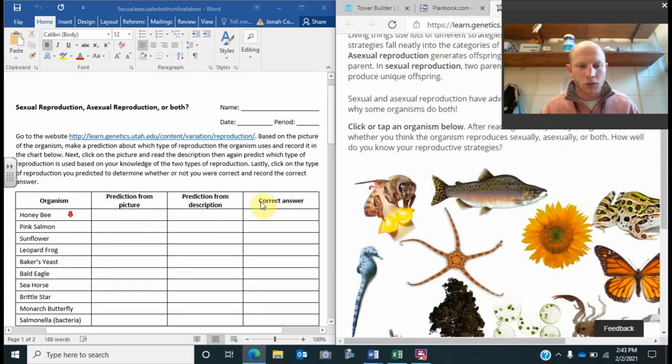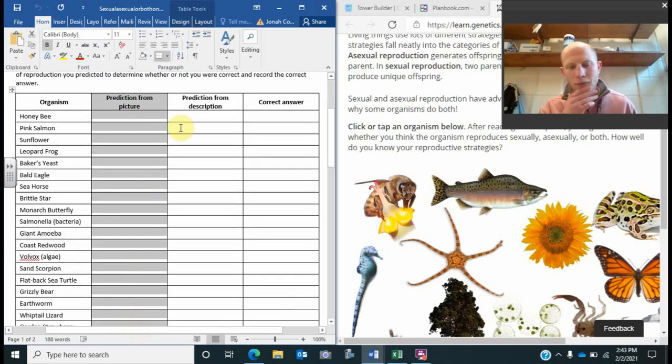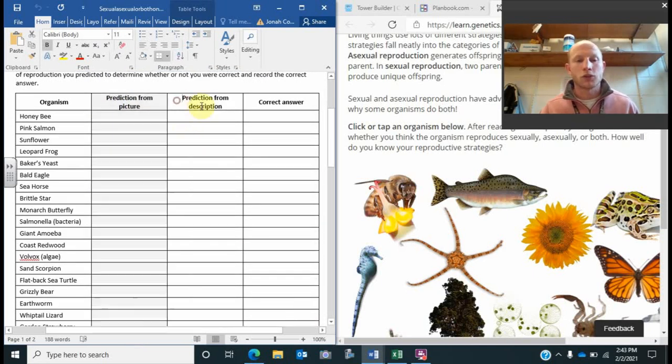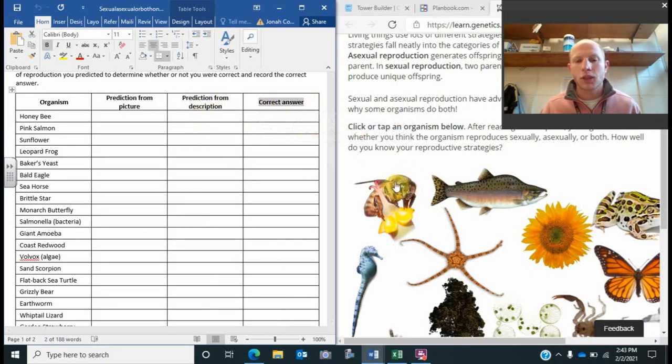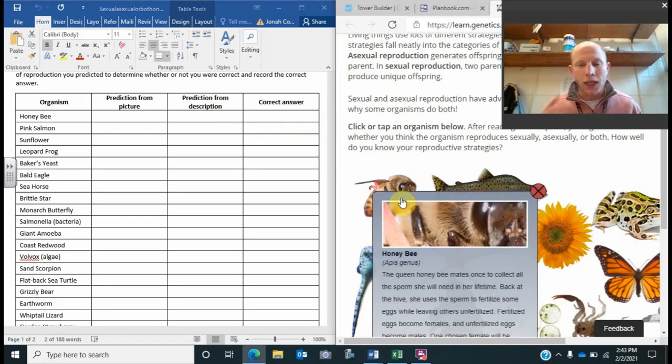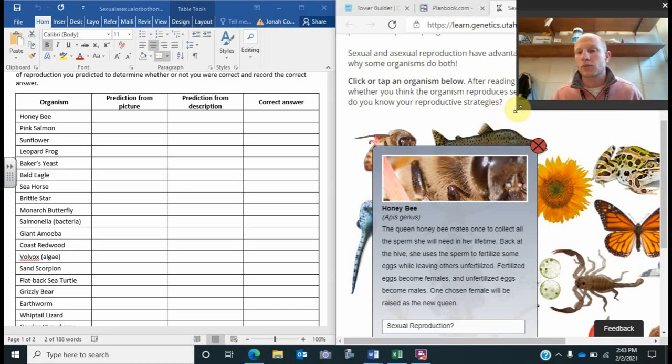So this first one, we only did these first two rows. It says predict from the picture, but don't worry about that row. I do want you to do this one, and when I go through it, you're going to predict first. It says correct answer. You can do these at the same time, but this is for practice. You need to turn this in, but it's for a completion grade.